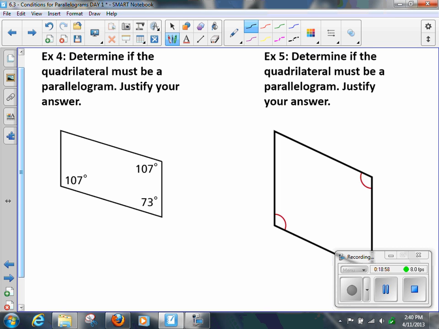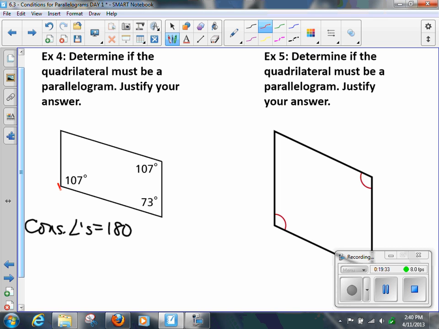Here we go. Look at example 4. It says determine if the quadrilateral must be a parallelogram. What are we given? Are we given angle, side, diagonal measures? Angle measures. I'm given 3 angle measures. What kind of angles are they? They're consecutive. But if you're given 3 and they're boom, boom, boom, they are consecutive angles. What do you know about consecutive angles? They equal 180.